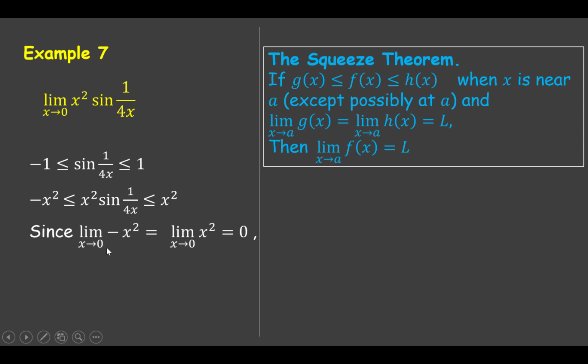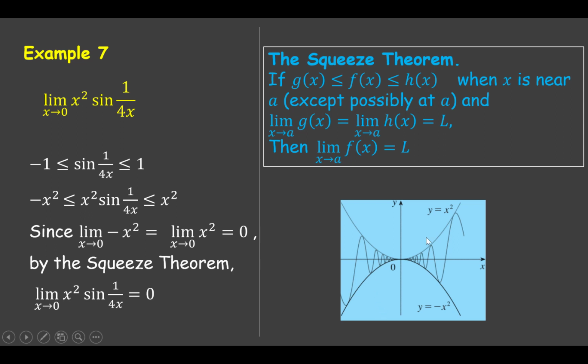And now let's see what the limit of those two functions is. Well, that's easy to determine. The limit of minus x squared when x goes to 0 should be 0. You substitute x equals 0 here. Same for the limit of x squared. So both those two functions approach 0. Therefore, my function has to have the same limit by the Squeeze theorem.